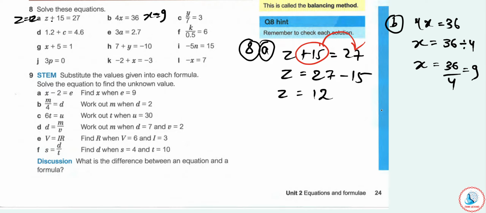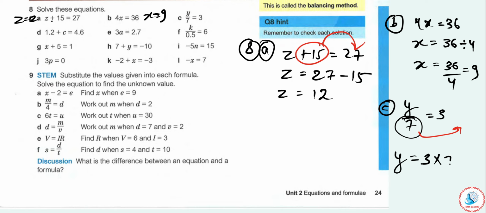Now for question number C. Question number C says y over 7 is equals to 3. So 7 is in division, so it will move on the right hand side of the equal to sign. So it will become like multiplied with 3. So y is equals to 3 times 7, which is going to give you 21. So here y is equals to 21.